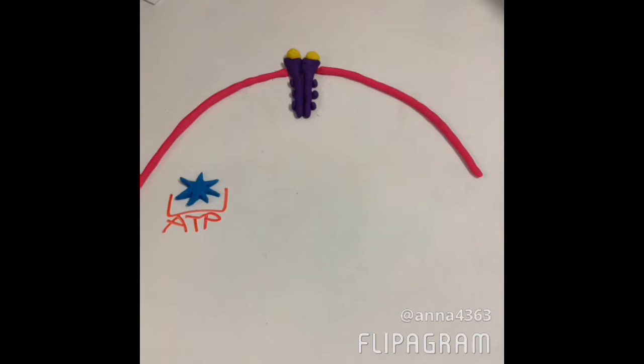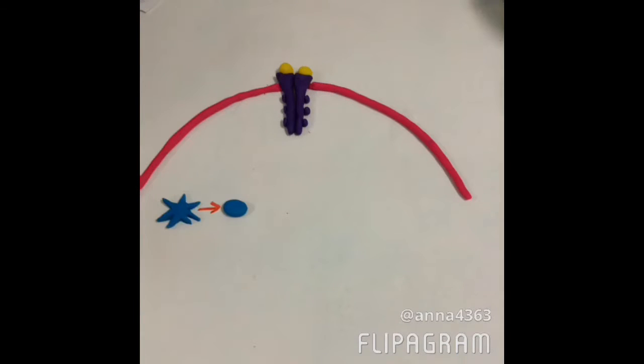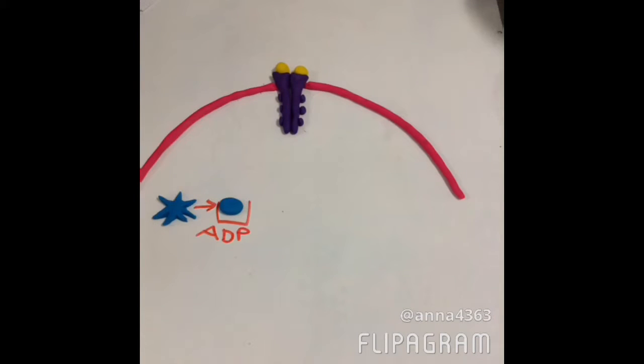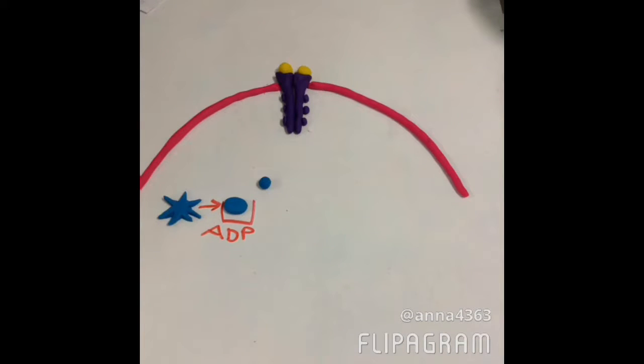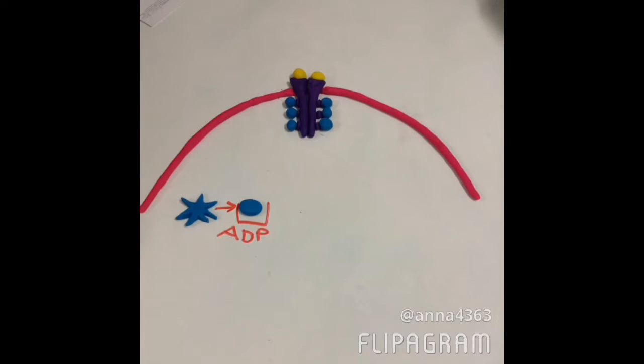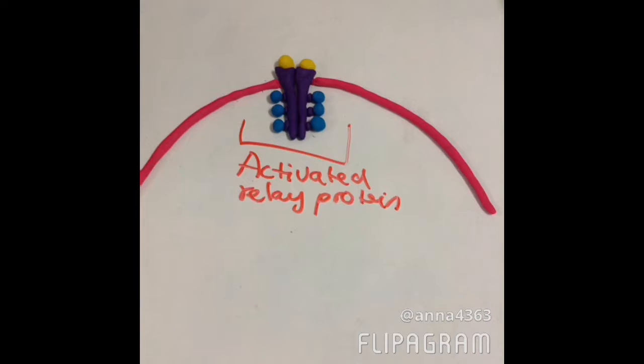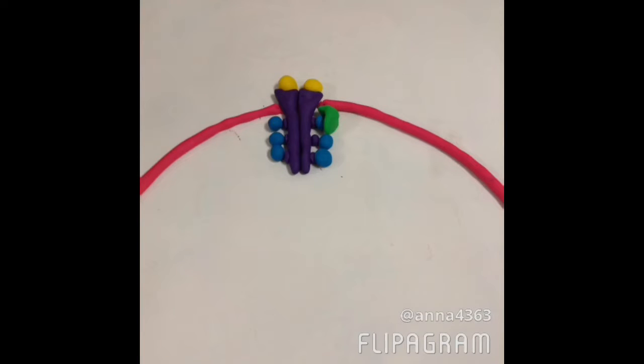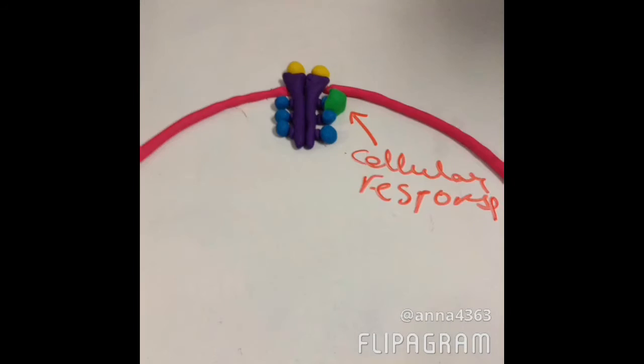ATP starts to break down into ADP, where it loses 1 phosphate. These phosphates are donated to the tyrosine kinase, and this makes it active. Once this is active, the cell can now produce its response.